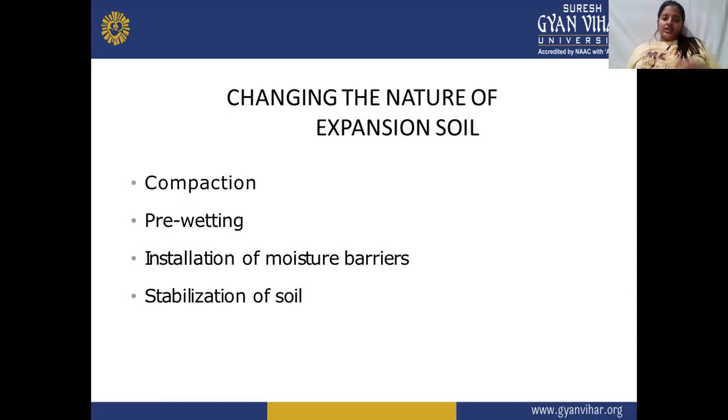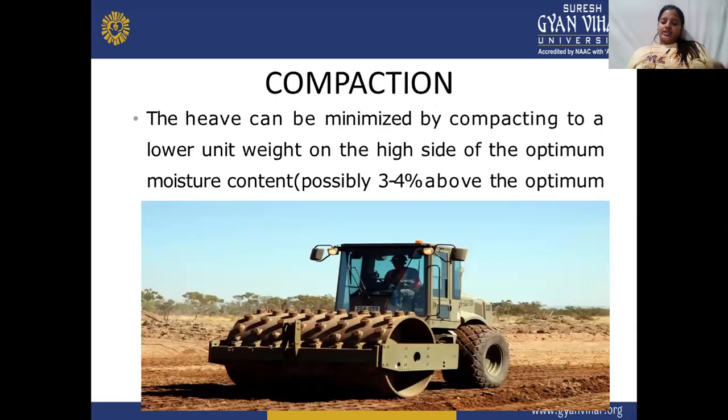Otherwise, stabilizing the soil. Stabilizing the soil can be done either by replacing the soil, or it can be mixed with cement or lime, so that the natural cement and soil lime can adhere to clay particles, and with the presence of moisture it reacts and causes a bonding, and creates a stable floor for the building construction. For compaction, the heave can be minimized by compacting to a low unit weight, on the high side of the optimum moisture content, 3 to 4% above the optimum.